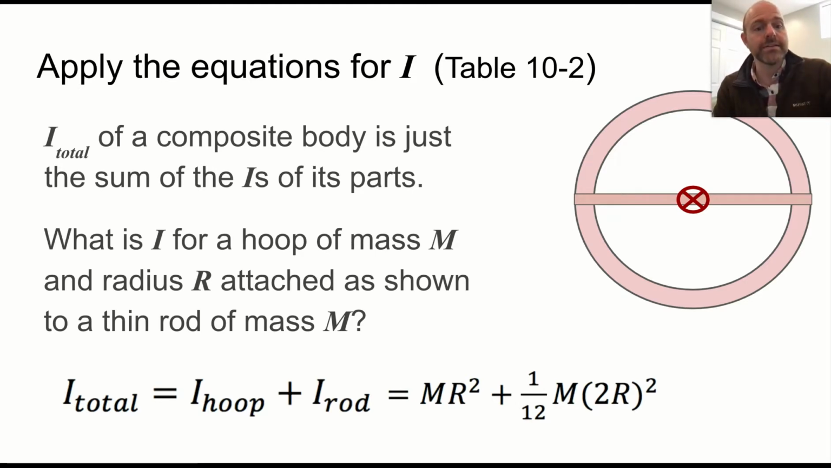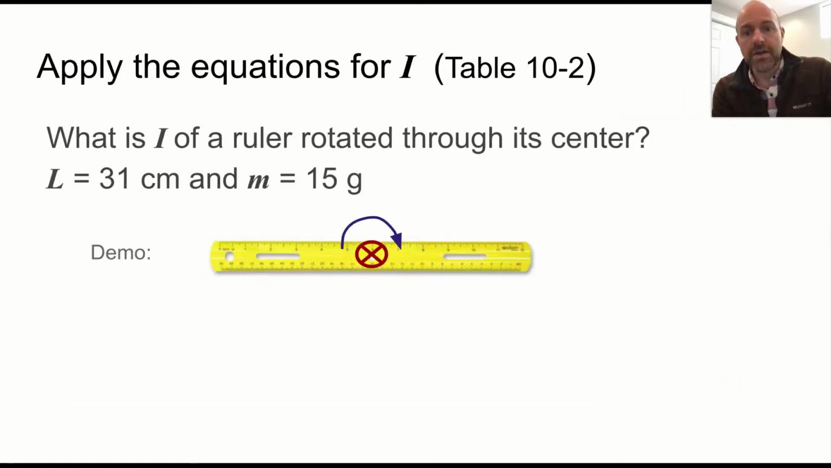That L is the length of the rod, and the length of the rod is 2 times the radius. Because they both have the same mass, the hoop and the rod, they have the same m. But if they didn't, you could just plug in the masses for each one. So in this case, it simplifies down to 4/3 mr squared. Not something you should memorize, but the process is valuable.